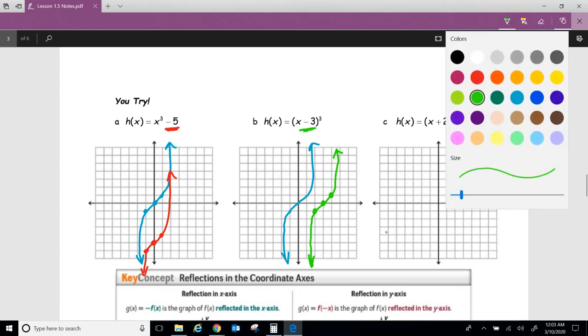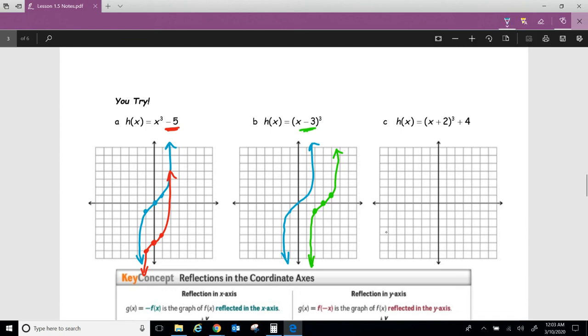And one more. Again, we're inside the parentheses. We're going to go not to the right 2, but the opposite. We're going to go to the left 2. Outside the parentheses, we say exactly what it says. We're going to go up 4. So we're going to go to the left 2, up 1, 2, 3, 4, and we get right here. Up 1 over 1, down 1 over 1.